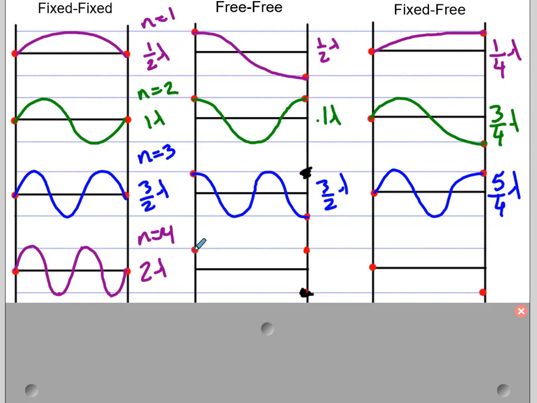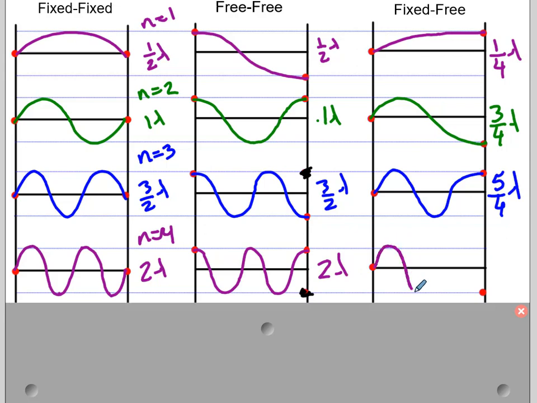So now we have to go low, high, low, high. Okay, and you'll notice that is how much of a wavelength? That is 1, 2 full wavelengths. Okay, and then lastly, fixed free. Make sure we're high, low, high, low. Okay, good. Drawing set up right.